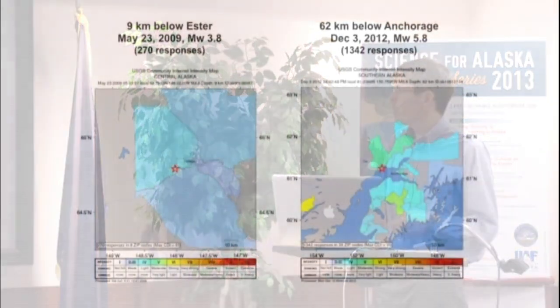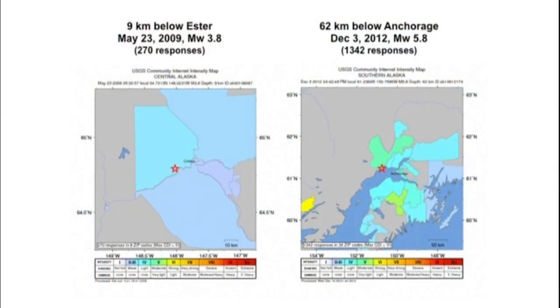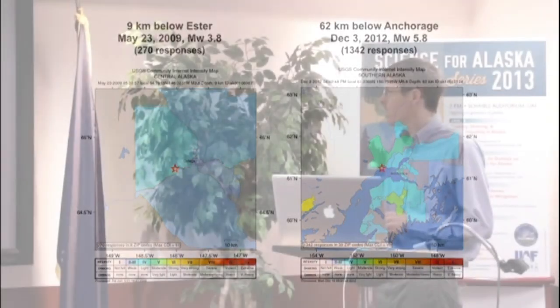But just to motivate scientific involvement in the public, you can do this in Fairbanks. This is an example of a magnitude 3.8, 9 kilometers below Esther, where 270 people responded to say what kind of shaking. Probably some of you in the audience, I'm sure. This doesn't look like that useful information, but the idea is a very good one. When people feel shaking, we want to quantify what that shaking was, and potentially this can provide very useful information for emergency responders.